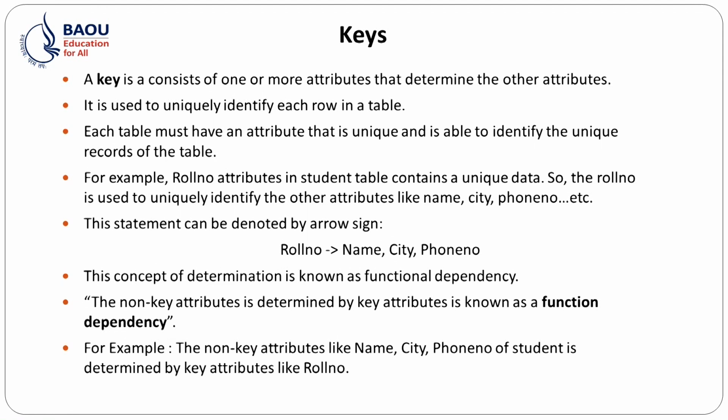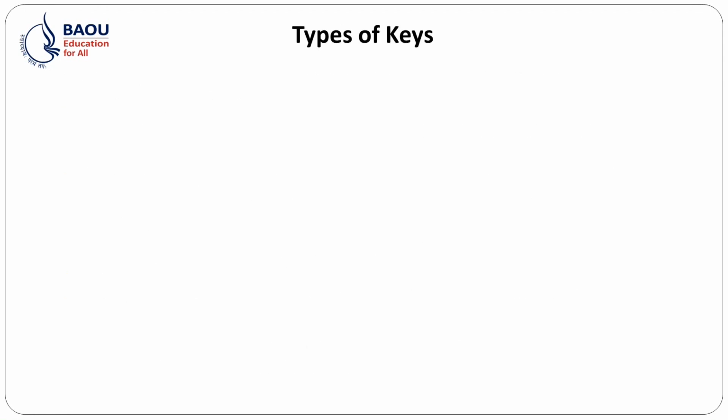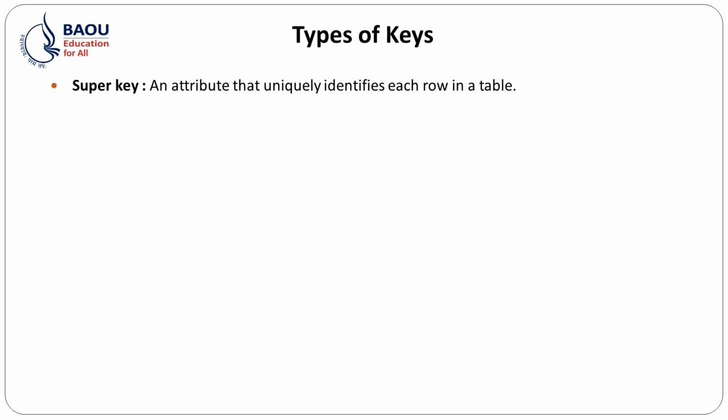Now the next is different types of keys. First is the super key. What do you mean by super key? An attribute that uniquely identifies each row in the table is called the super key. For example, roll number or phone number individually uniquely identify the records in the student table. So, individually it is used as a super key.